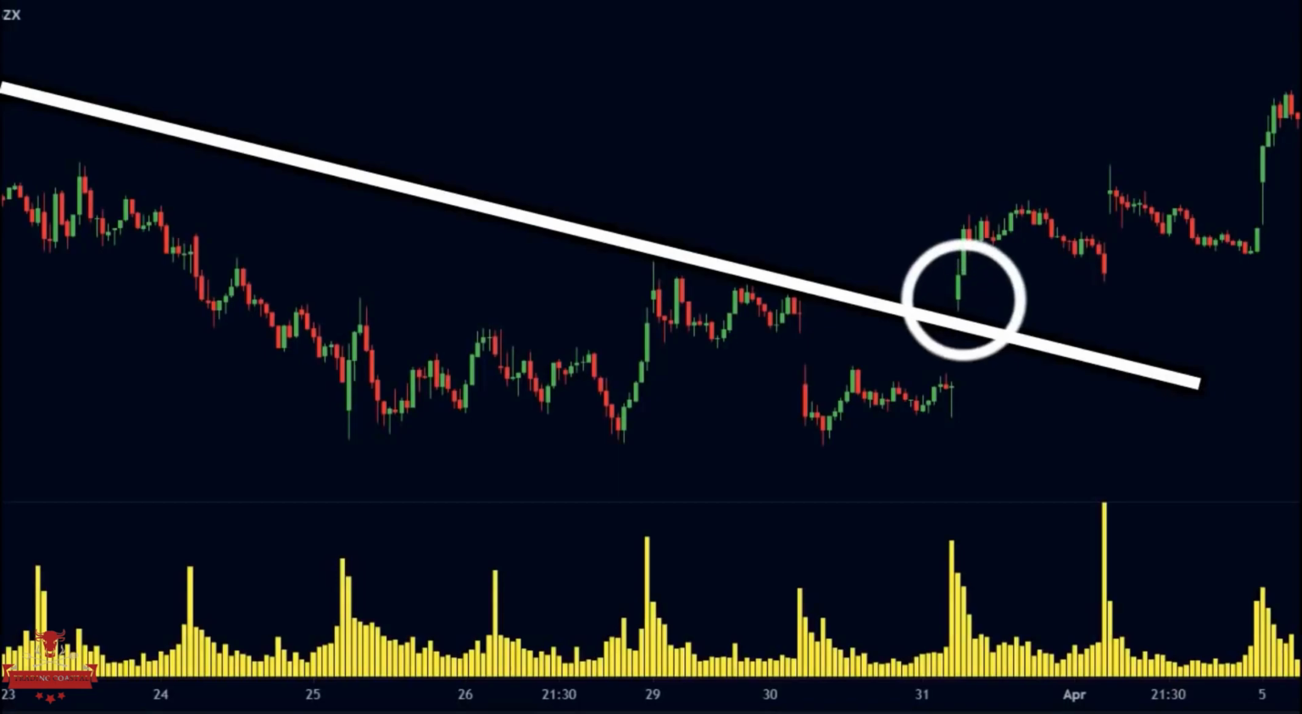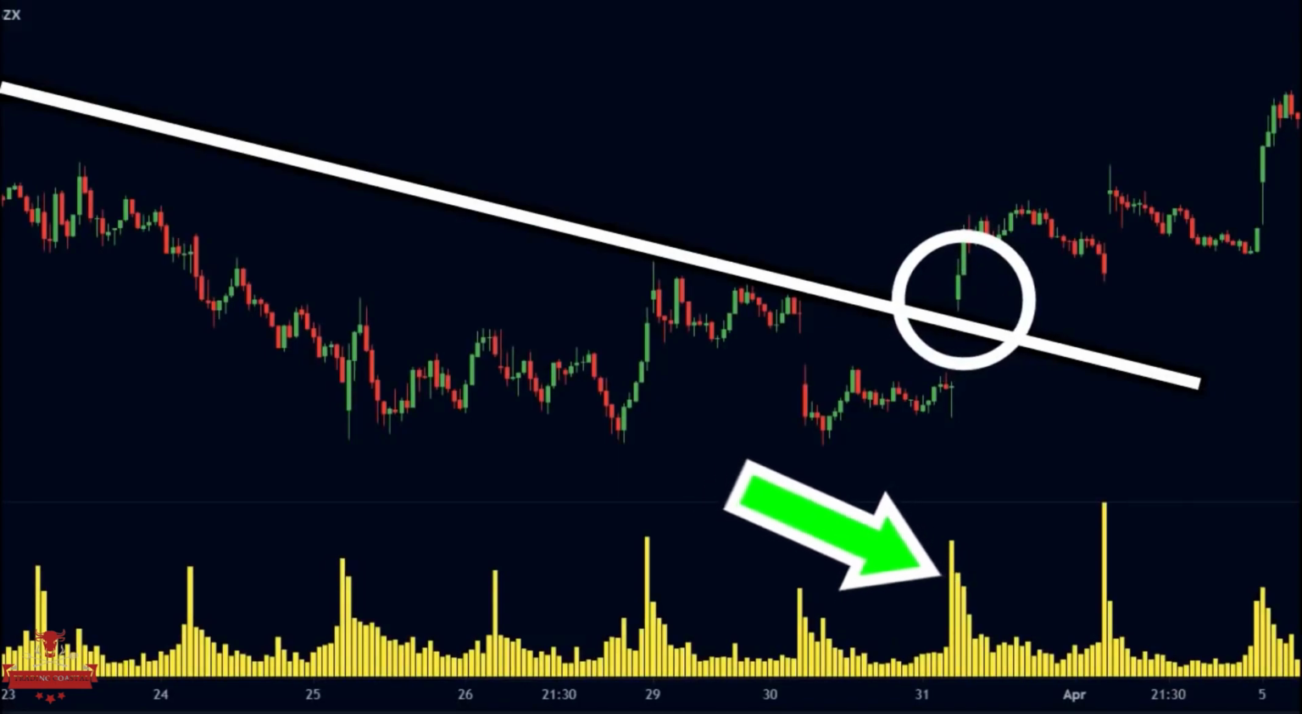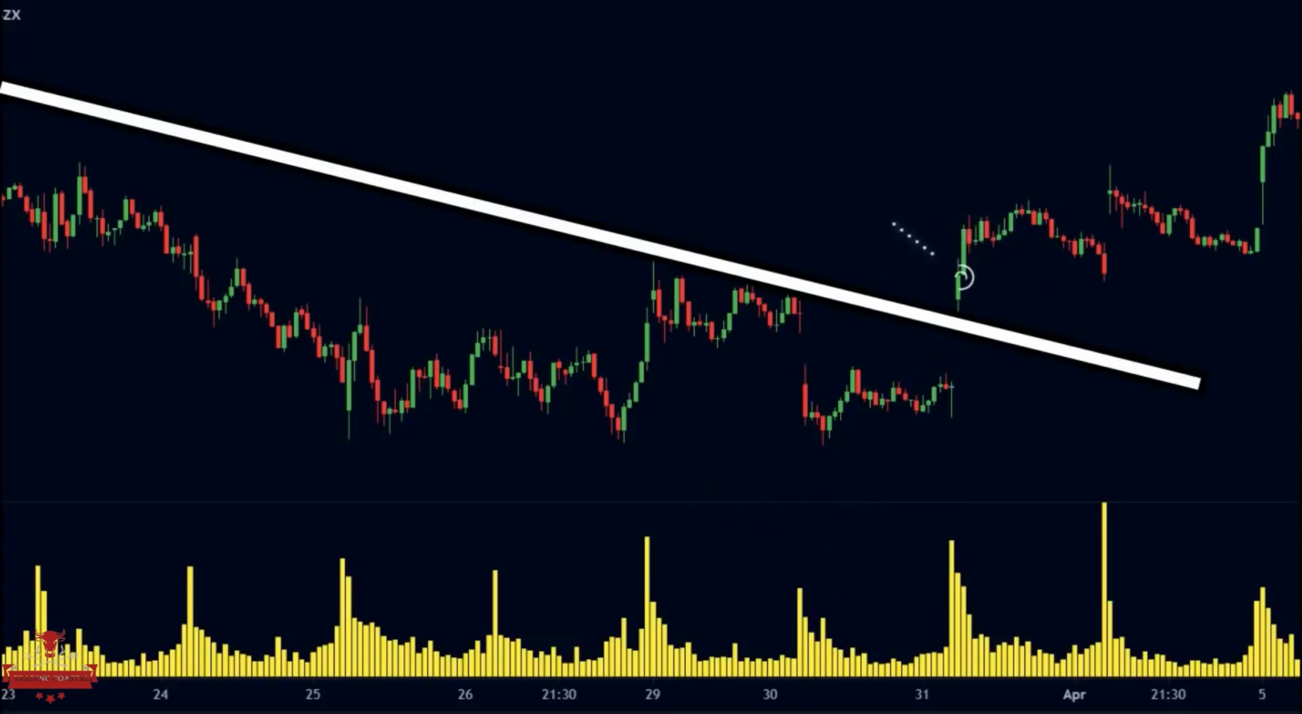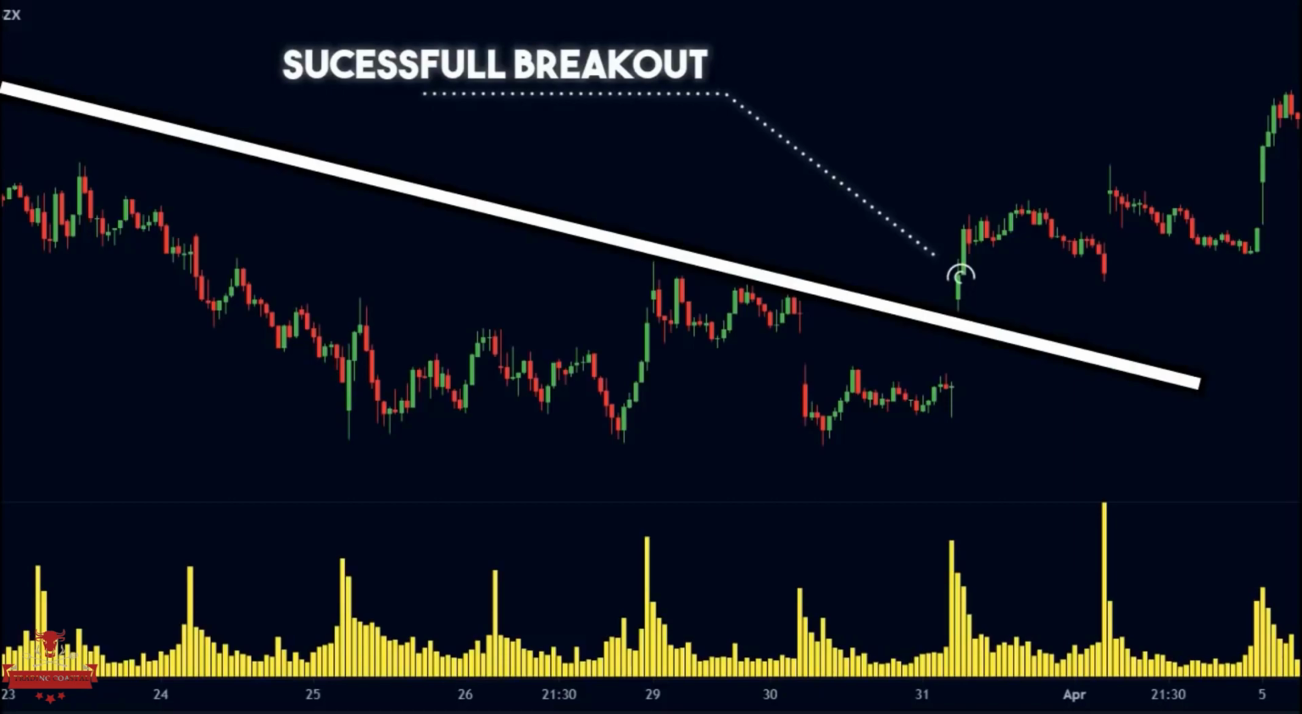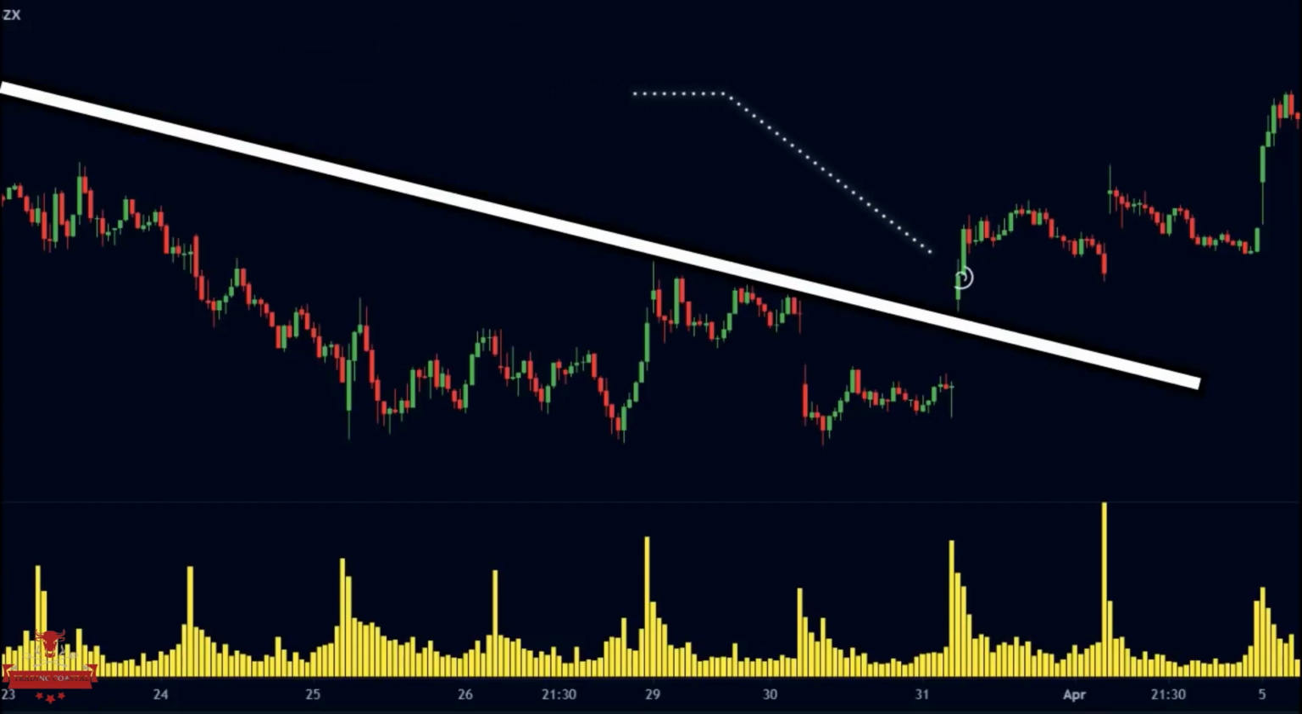Again, this is the candle that broke the trend line. Now, look at the volume. As we can see, the volume on this candle is relatively higher than the volume for the previous candles. This indicates that the breakout has been backed by a large number of traders. And such breakouts have a very low probability of failure.